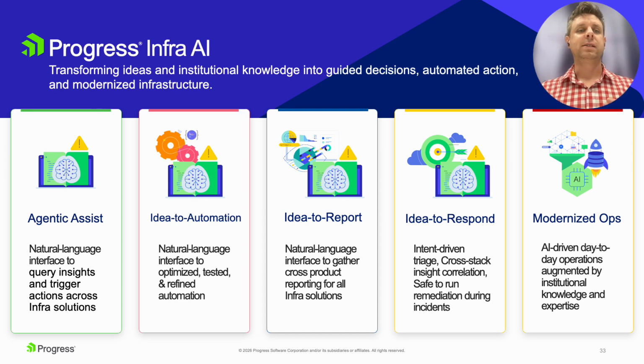The second is idea to automation. This is where we want to allow you to automate things in our products, again in natural language, so you can just drop the phrase, do something for me, and it will be automated. The third one is idea to report.